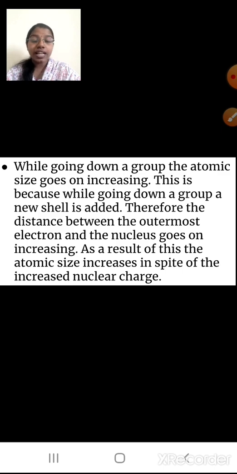Hydrogen 1 shell, lithium 2 shells, right? Therefore, the distance between the outermost electron and the nucleus goes on increasing. As a result of this, the atomic size increases in spite of increased nuclear charge. Okay students, atomic size increases even though there is an increase in the nuclear charge. Okay students, did you understand this trend?